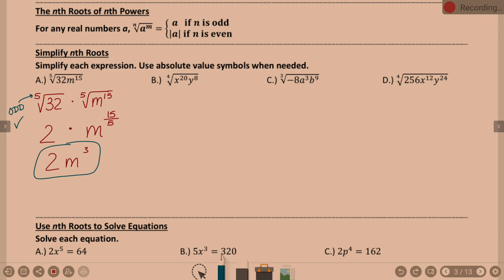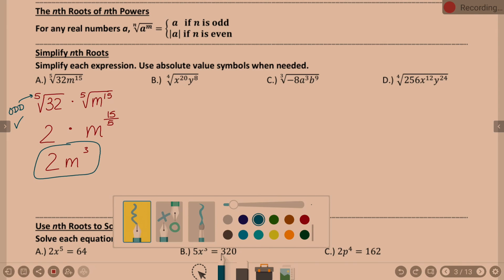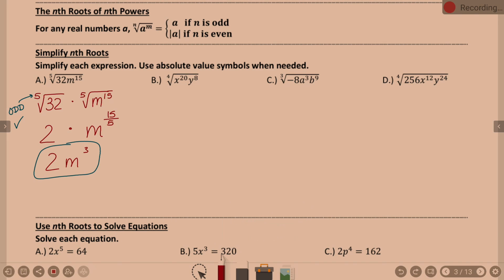Okay. Let's try B. The fourth root of x to the 20th, y to the 8th. Does it help if I break it up at the beginning? Maybe it's going to be overkill, but you can think of this as the fourth root of x to the 20th times the fourth root of y to the 8th.